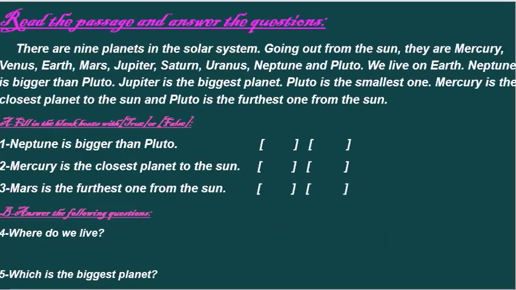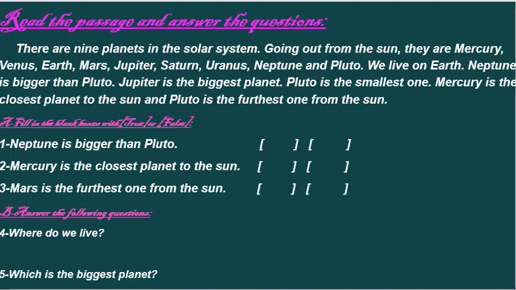Let's go for the next exercise. Read the passage and answer the questions. Let's read. There are 9 planets in the solar system. Going out from the sun, they are Mercury, Venus, Earth, Mars, Jupiter, Saturn, Uranus, Neptune, and Pluto. We live on Earth. Neptune is bigger than Pluto. Jupiter is the biggest planet. Pluto is the smallest one. Mercury is the closest planet to the Sun, and Pluto is the furthest one from the Sun.